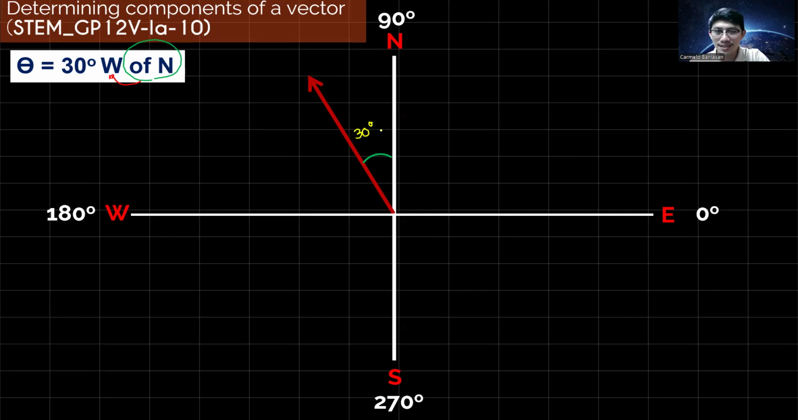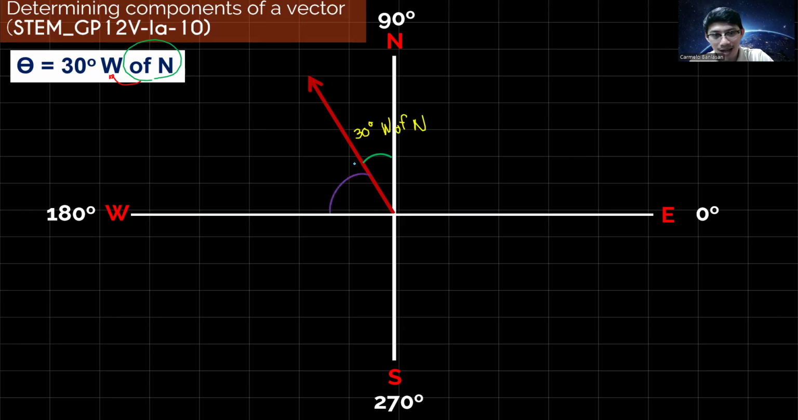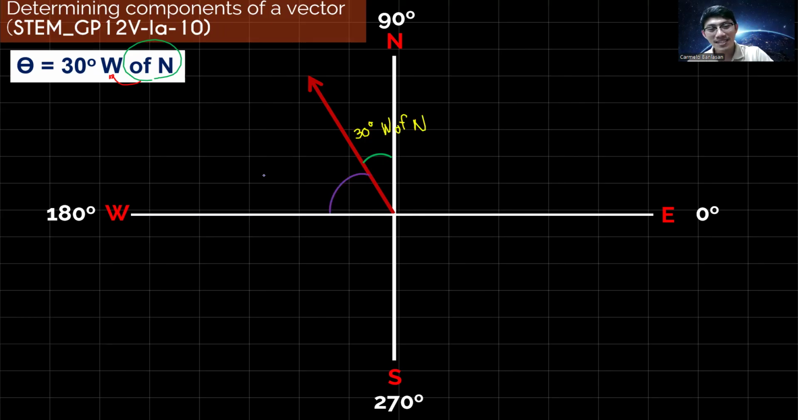If this is 30 degrees west of north, we know that this angle must be what? This angle must be 60 degrees, right? Since the total of one quadrant is 90 degrees. 60 plus 30, that's 90. So this is with reference to the west. So it should be off west, going to the north. So that is north of west. So you're just referring to the same thing.